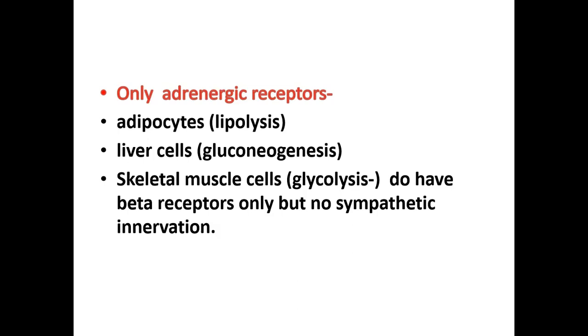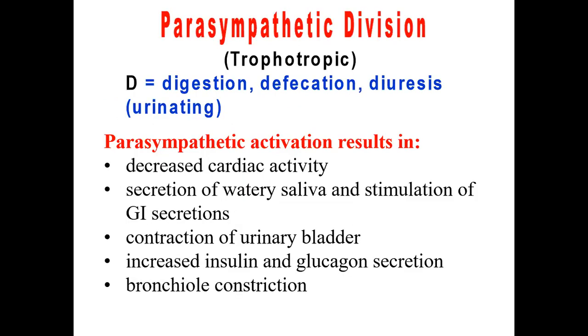So they have beta receptors, but there is no sympathetic innervation in the skeletal muscles. Why is there no sympathetic? Because skeletal muscle is mainly supplied by acetylcholine. The postganglionic neurotransmitter is also acetylcholine, and the preganglionic is also acetylcholine. So there is no sympathetic innervation in the skeletal muscle, but they still have beta receptors, which are helpful for glycolysis.